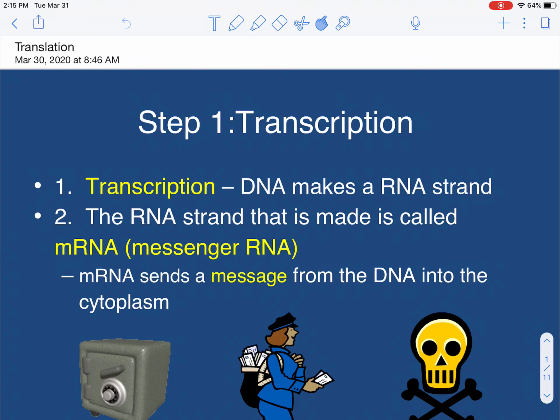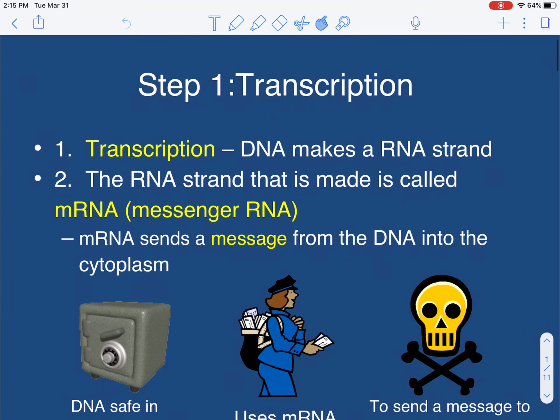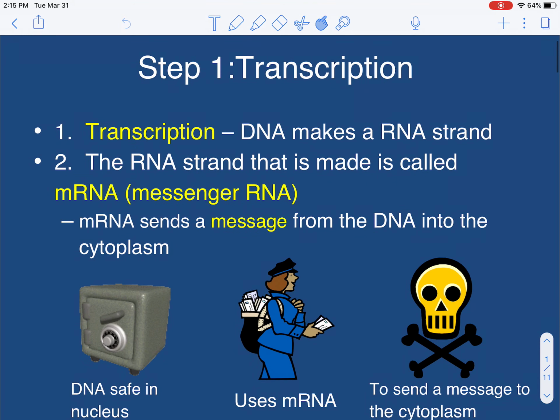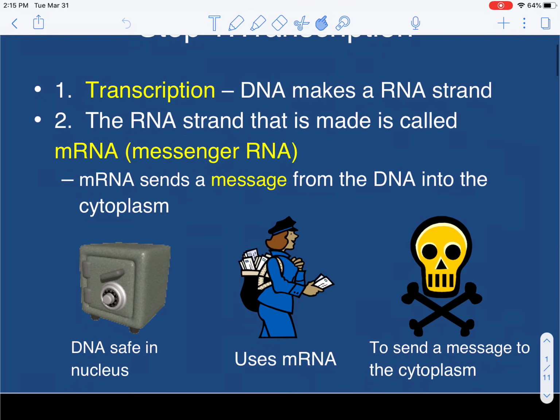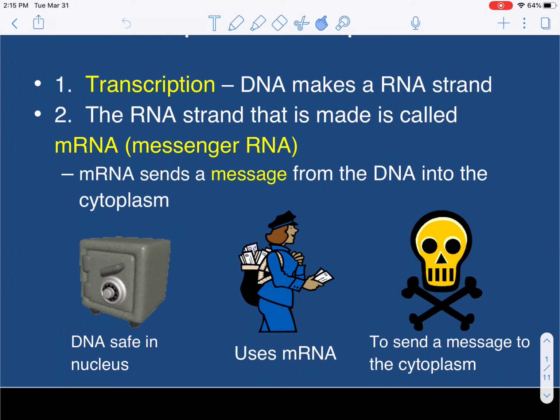Today's going to be our last lesson on RNA and DNA. So today's lesson is going to be about transcription and translation. So step one is transcription. Transcription is when DNA makes a RNA strand. The RNA strand that is made is called messenger RNA.